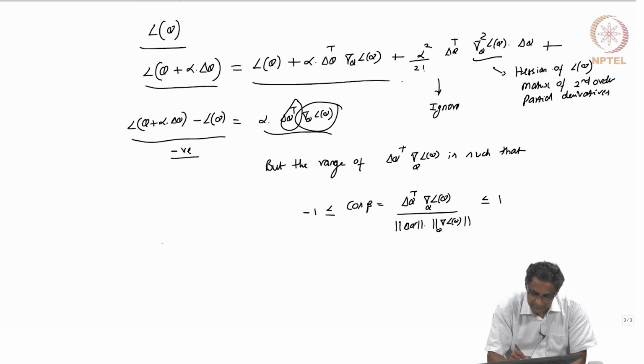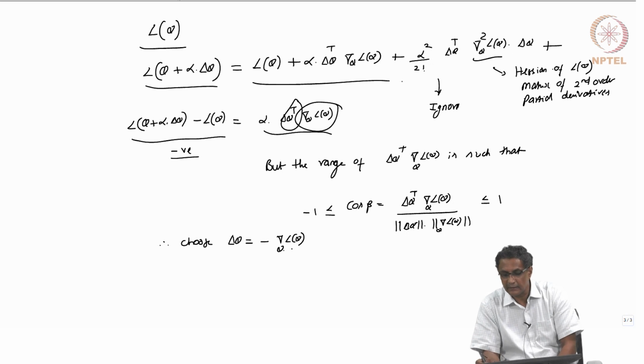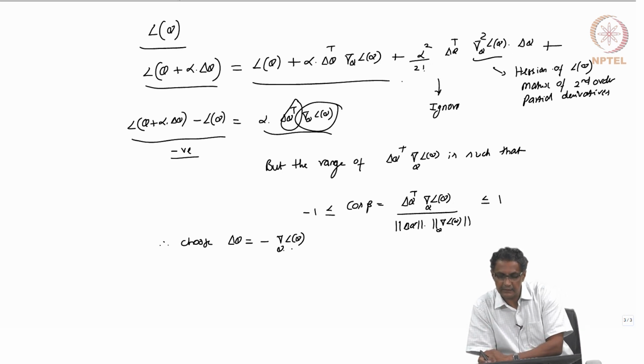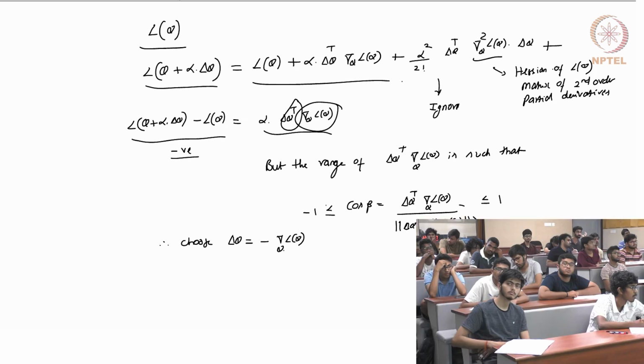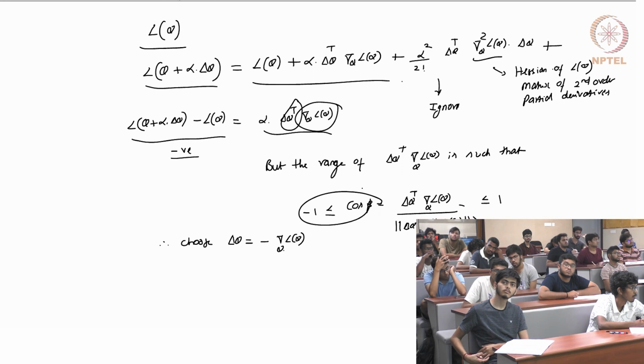And therefore choose Δθ to be equal to minus gradient of L(θ). If you do that, then in the numerator you will have norm of gradient L(θ) squared. In the bottom, because Δθ is itself minus gradient L(θ), you have the norm squared also. The two will cancel off, and you will be left with -1, which is the smallest value that cos β can take.